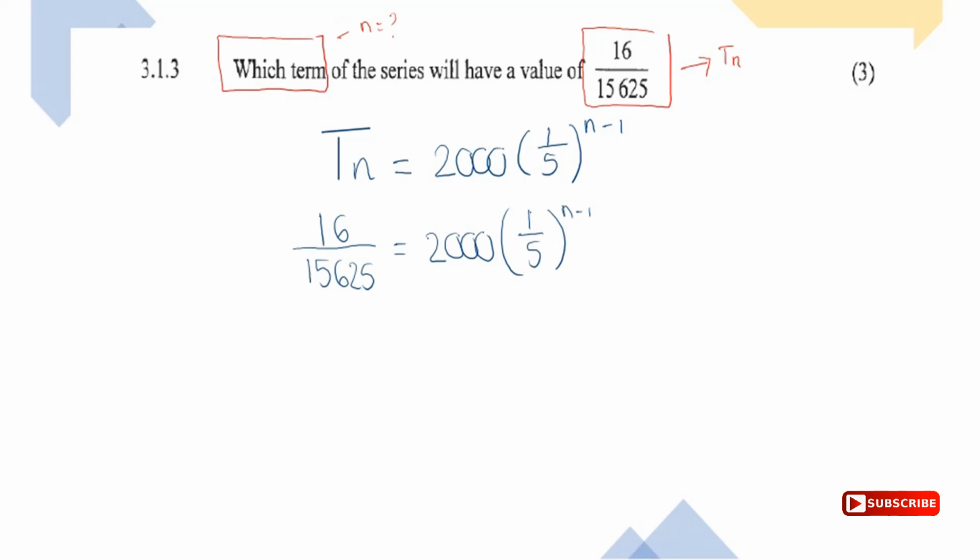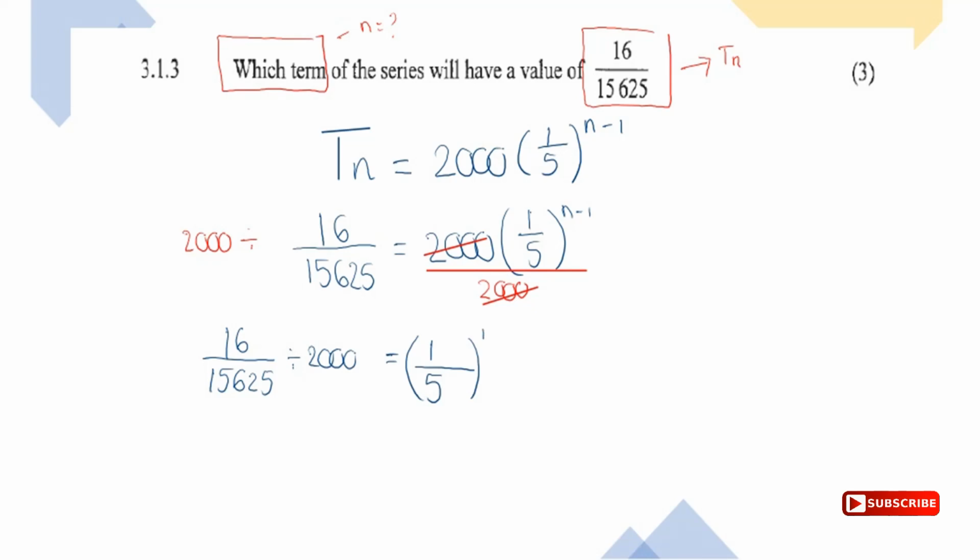Let's solve this, right? So what we're going to do is divide by the 2000, so we get rid of the 2000 on the right hand side. So you're going to divide by 2000, and you're also going to divide by 2000 on this side. Okay, so when we divide by 2000, the 2000 cancels here, and you're going to be left with 16 over 15,625 divided by 2000, which is equal to 1 over 5 all raised to the power of n minus 1.